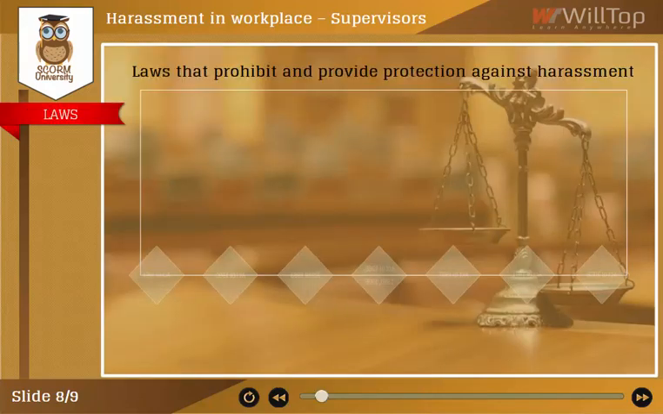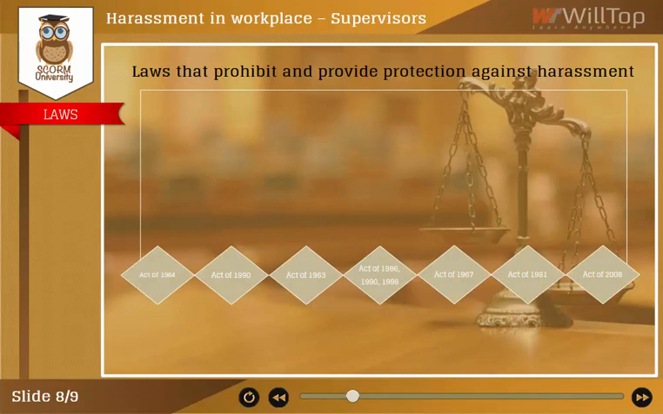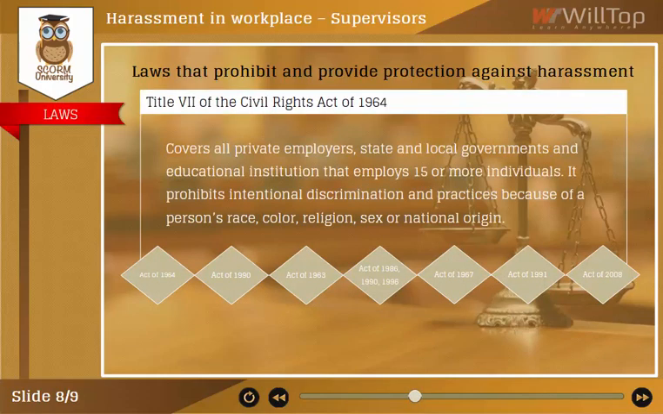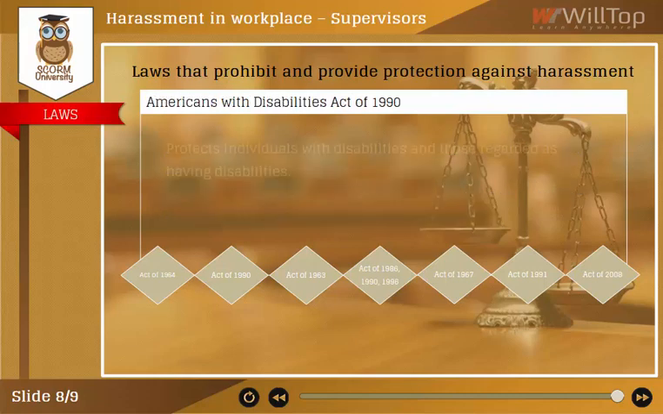Laws that prohibit and provide protection against harassment. Click on each act to know in detail. Title VII of the Civil Rights Act of 1964 covers all private employers, state and local governments and educational institutions that employ 15 or more individuals. It prohibits intentional discrimination and practices because of a person's race, color, religion, sex or national origin. Americans with Disabilities Act of 1990.